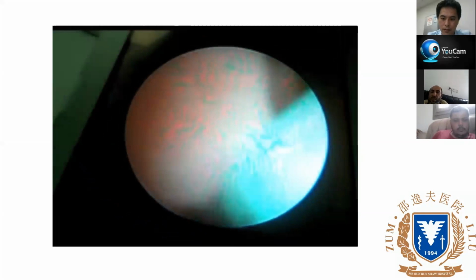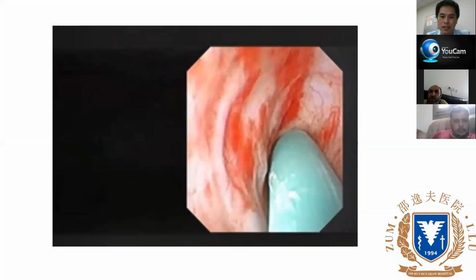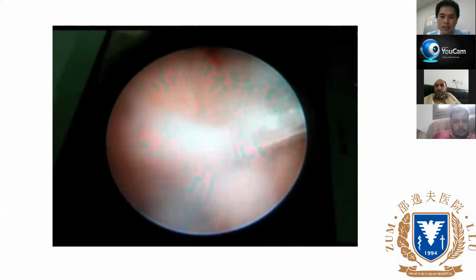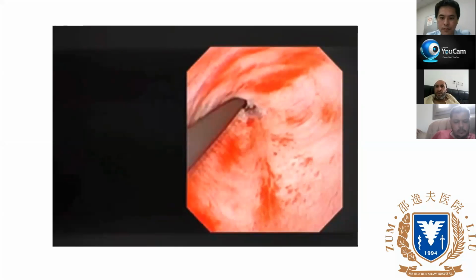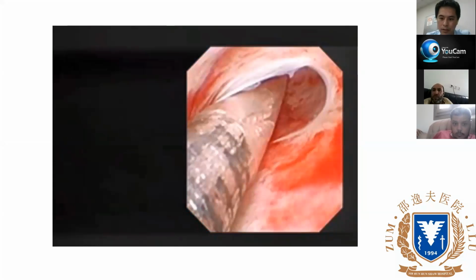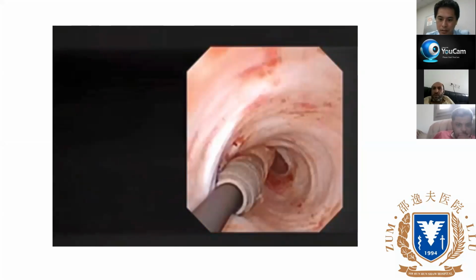You can see in the flexible scope there's something moving. It's the sheath, and we put the sheath in from upward. It's the PCNL enlarged sheath. Yes, and we can see from the flexible scope that the PCNL sheath is put in to enlarge the obstruction point.